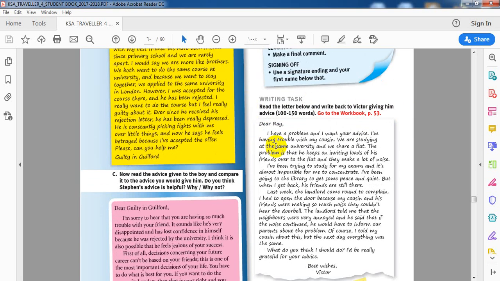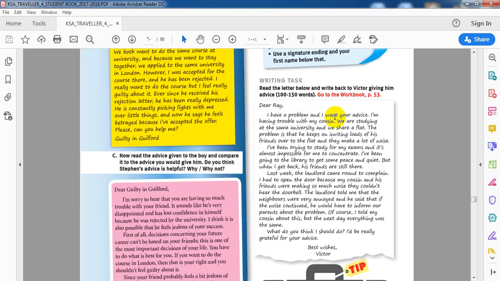Dear Ray, I have a problem and I want your advice. I am having trouble with my cousin. We are studying at the same university and we share a flat. The problem is that he keeps on inviting lots of his friends over to the flat and they make a lot of noise. I have been trying to study for my exams and it is almost impossible for me to concentrate. I have been going to the library to get some peace and quiet, but when I get back, his friends are still there.